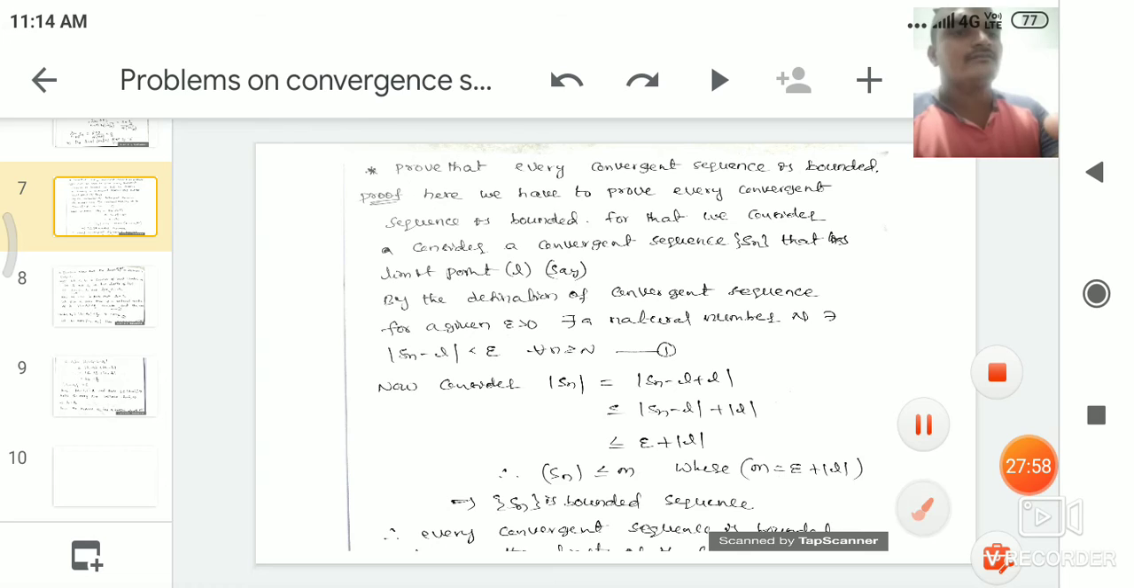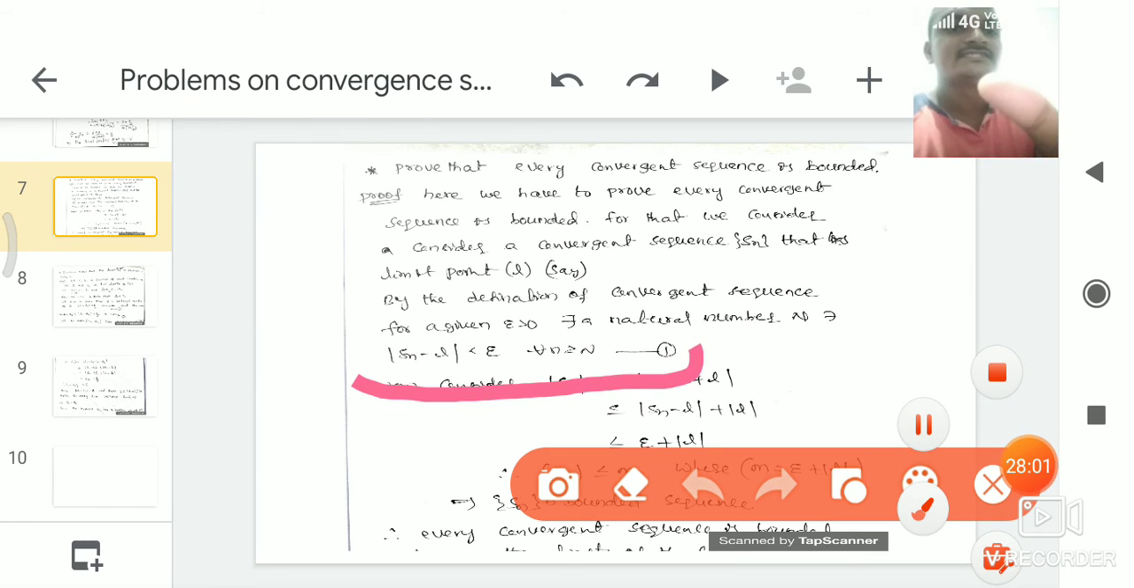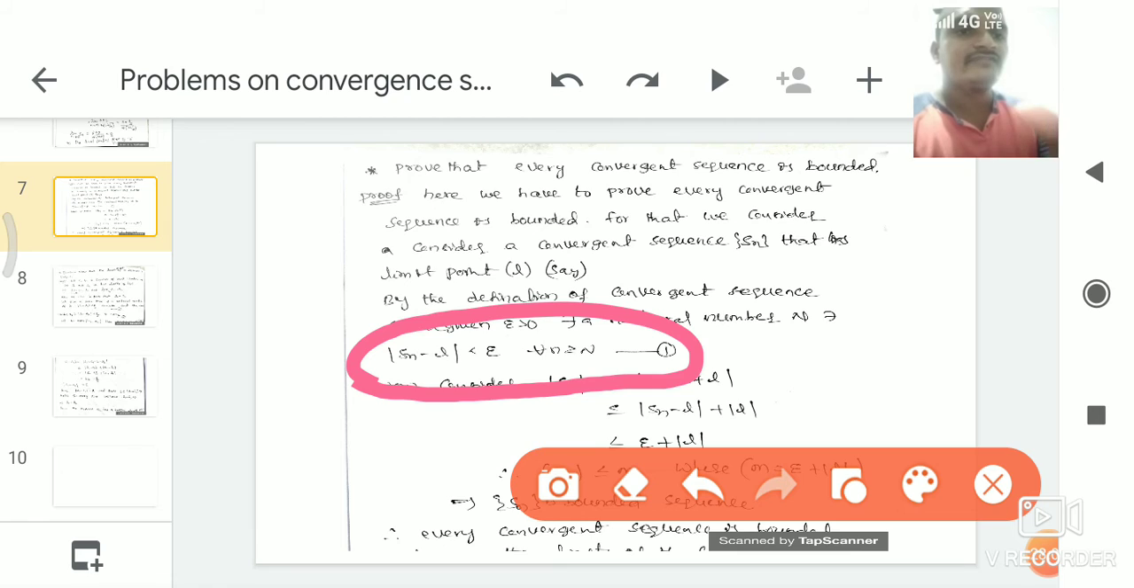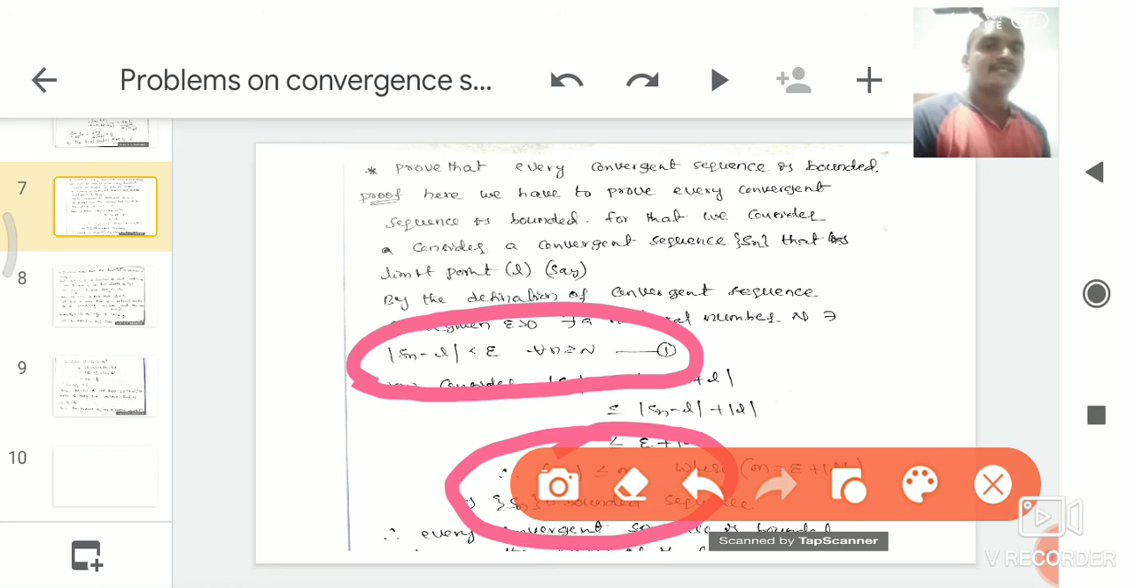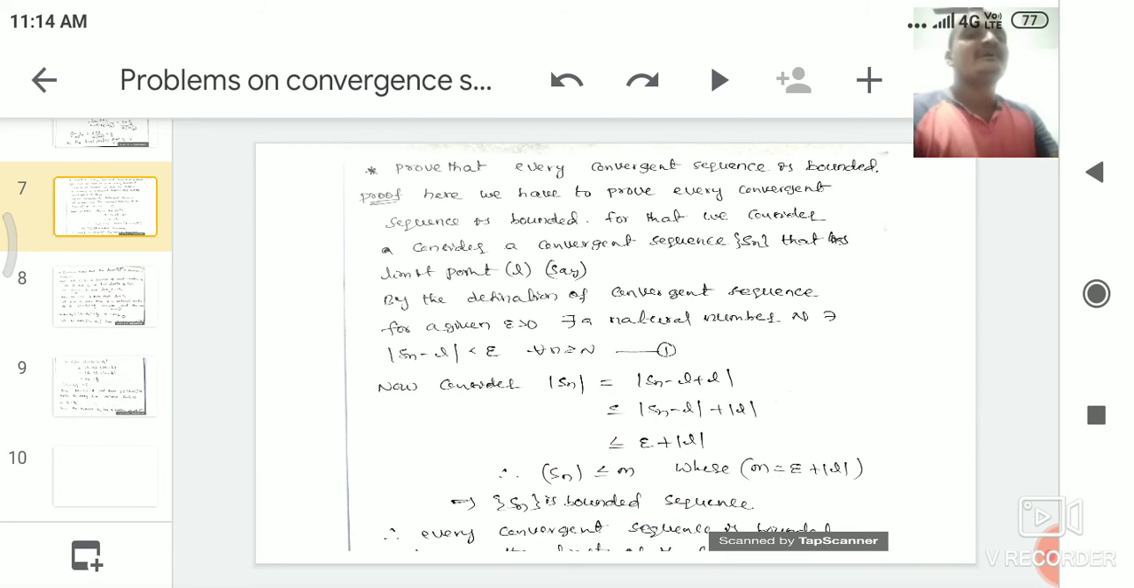Here we use the convergent sequence definition and we get the bounded sequence condition: mod Sn less than or equal to m. Then from this condition we say that the convergent sequence is bounded. That means every convergent sequence is bounded. Converse need not be true. That means every bounded sequence need not converge. Next we see one example.